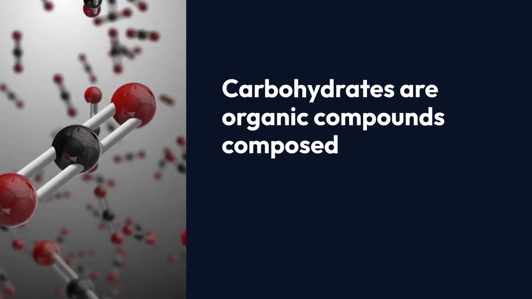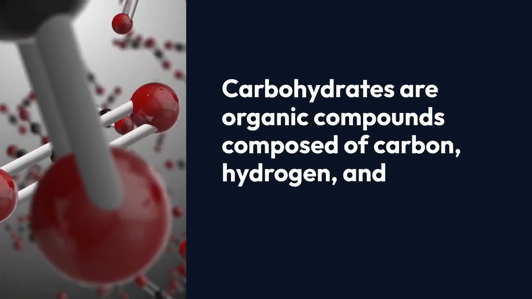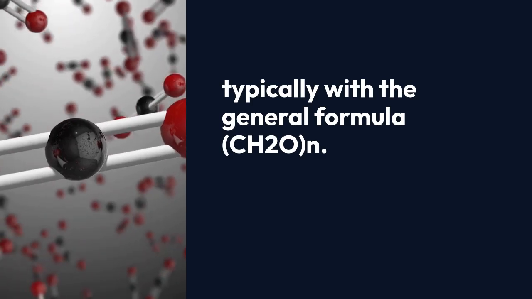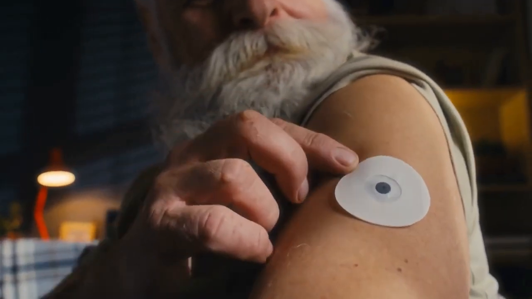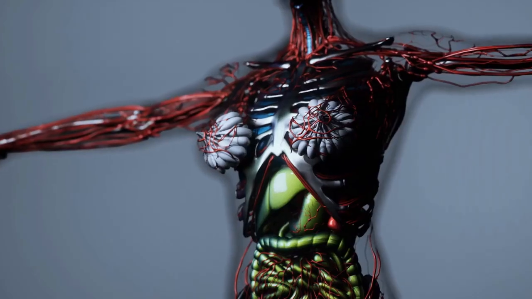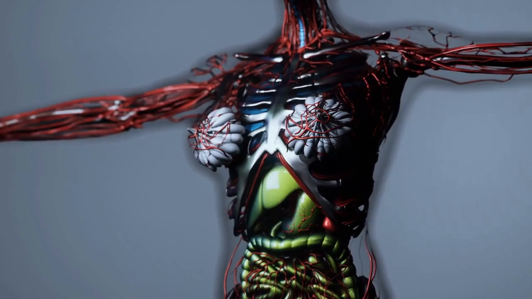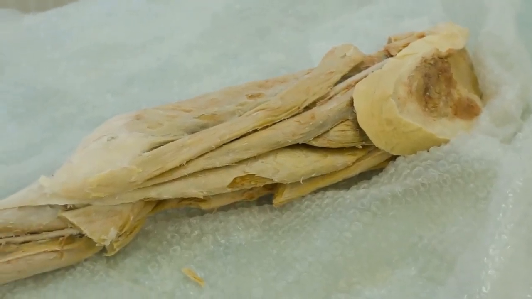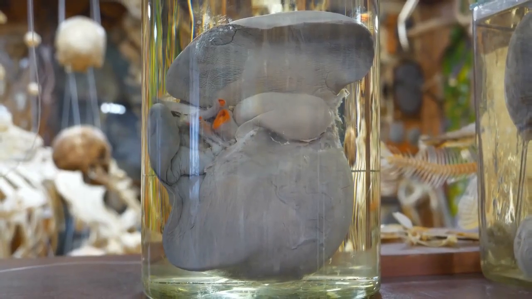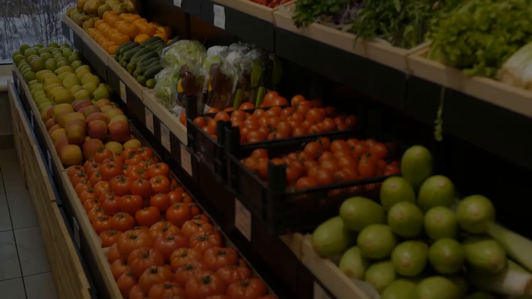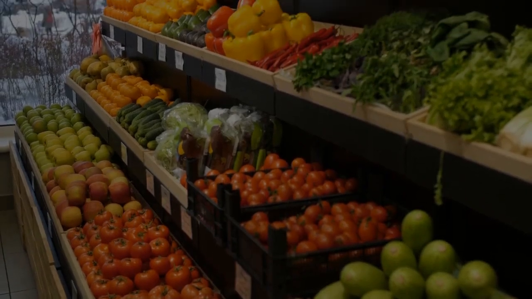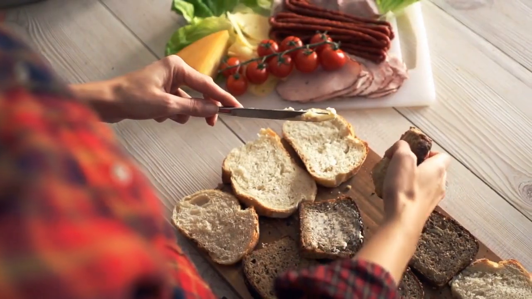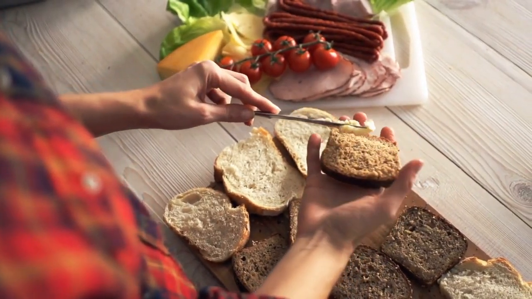Carbohydrates are organic compounds composed of carbon, hydrogen, and oxygen, typically with the general formula CH2O(n). They are a major source of energy for living organisms and play crucial roles in biological processes. Carbohydrates are essential for the proper functioning of cells and tissues, providing the necessary fuel for various metabolic activities. They are found in a wide range of foods, including fruits, vegetables, grains, and dairy products, making them a vital component of a balanced diet.